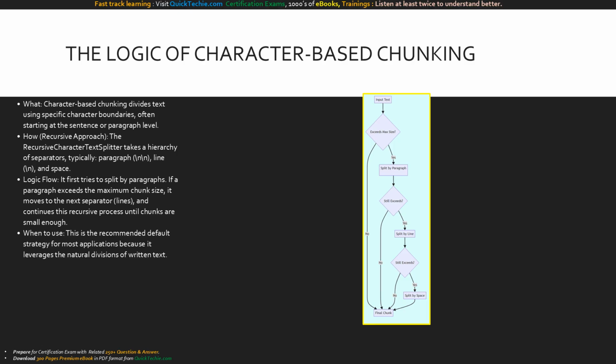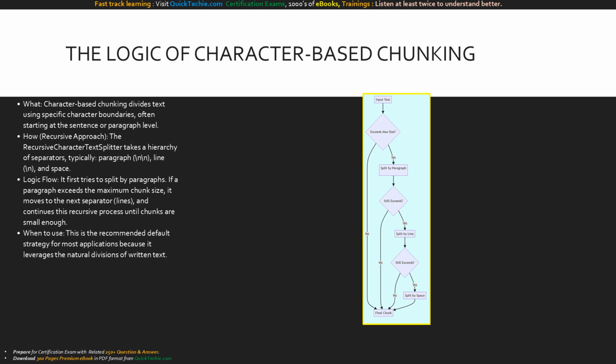It attempts to split the text at the highest level first, the paragraph. If that paragraph is still too big for your defined chunk size, the splitter recursively falls back to the next separator, breaking it by lines and then words if necessary. This ensures chunks are small enough while respecting the natural structure of human writing.